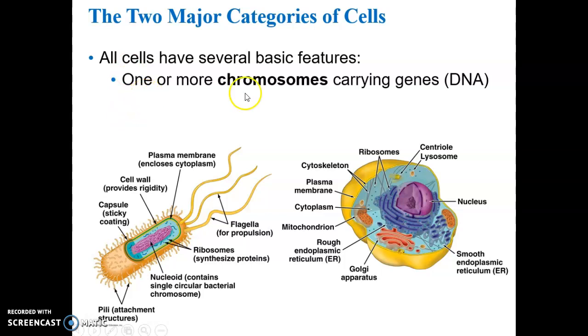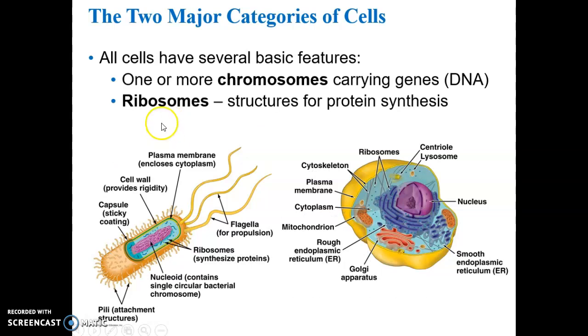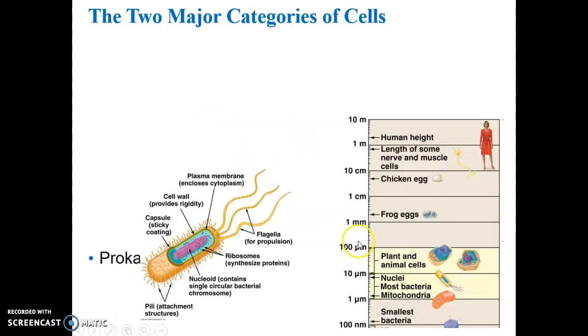So there are one or more chromosomes carrying genetic material, DNA, within the nucleus, or just within the cell if it is a prokaryotic cell, because prokaryotic cells, if you remember, do not have a nucleus. There are ribosomes. These are the structures where proteins are produced. So protein synthesis occurs on ribosomes. And they're color-coded blue here in this eukaryotic cell, and also in blue here in this prokaryotic cell. So that's where protein synthesis occurs on ribosomes.